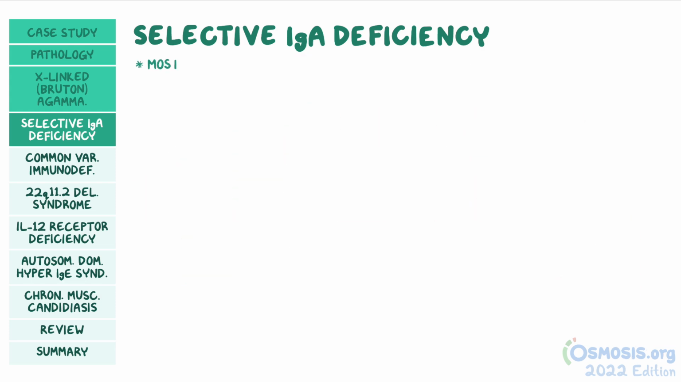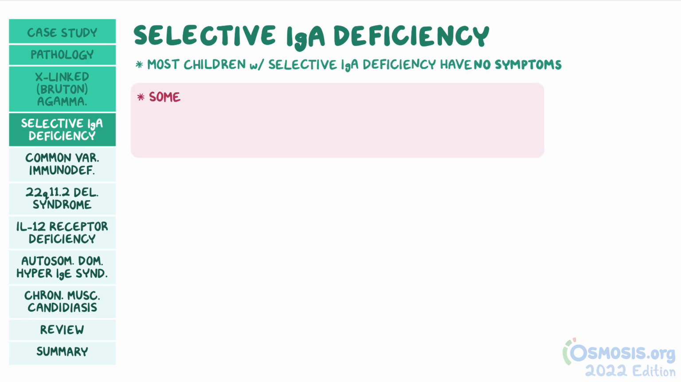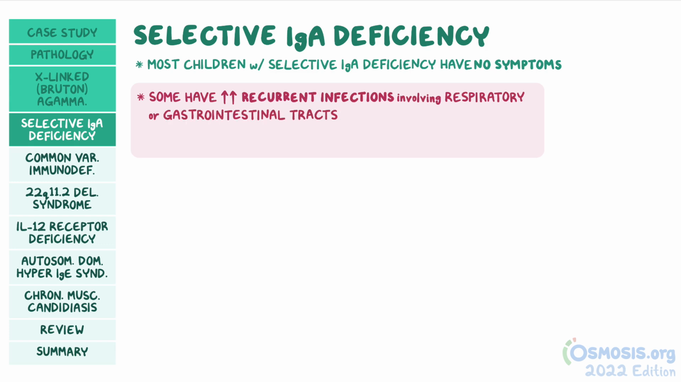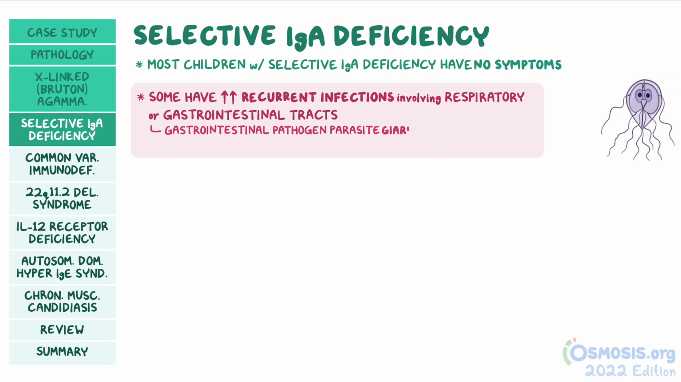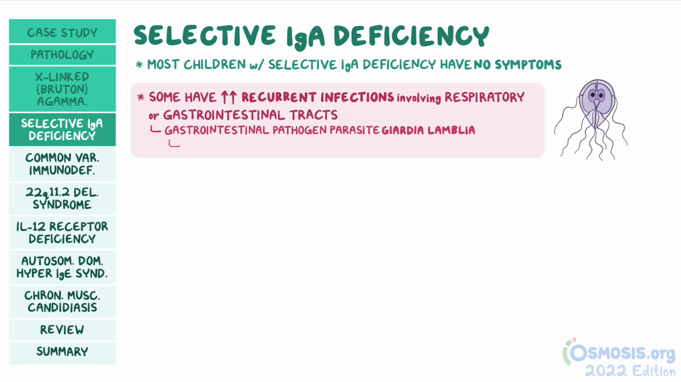For that reason, most children with selective IgA deficiency have no symptoms, but some of them may have an increased tendency to develop recurrent infections involving the respiratory or gastrointestinal tracts. A high-yield gastrointestinal pathogen is the parasite Giardia lamblia, which is responsible for a diarrheal condition known as giardiasis.